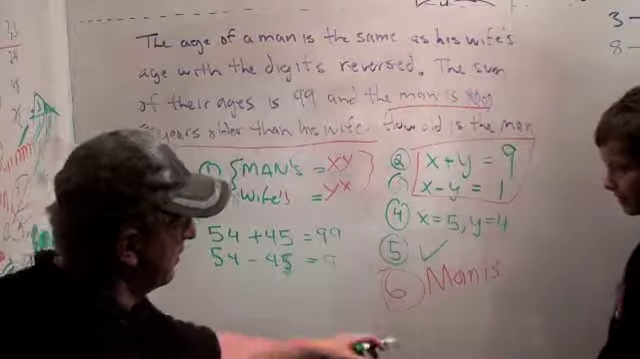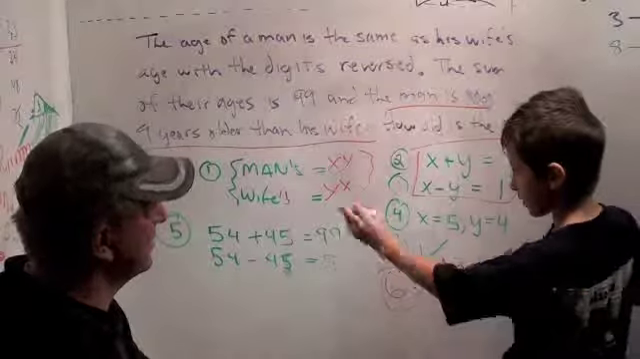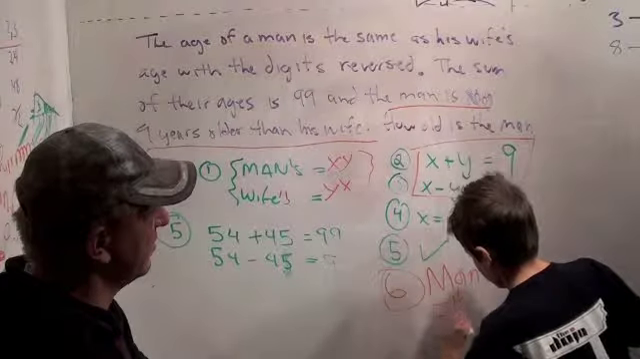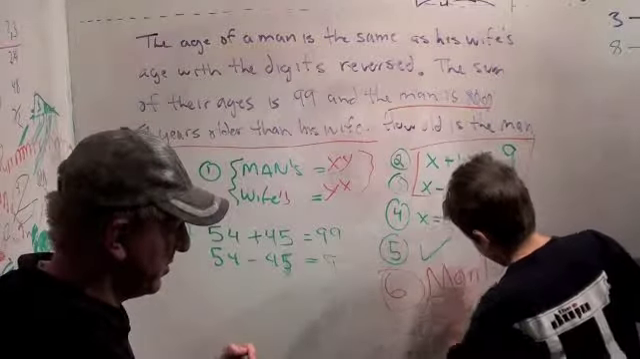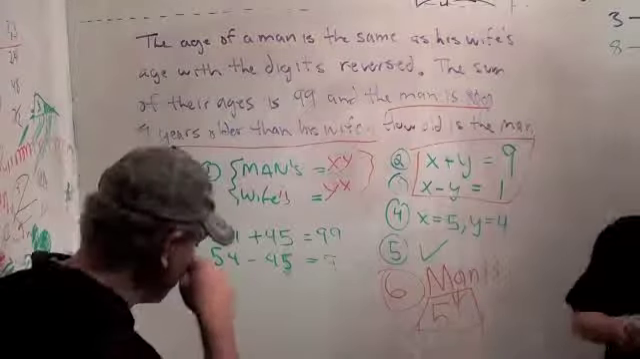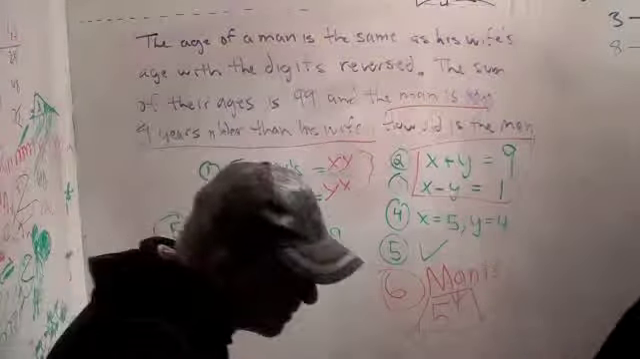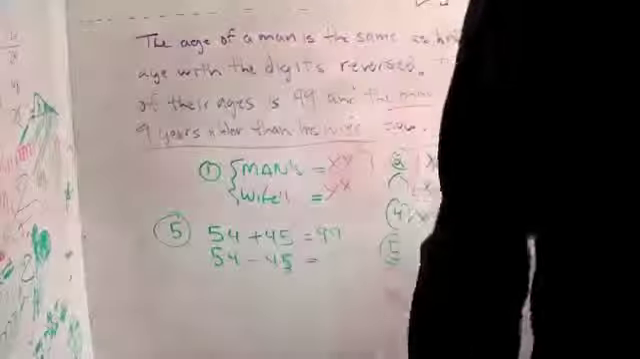Write it down here. The man is how old? 54. Okay. Great job, honey. Very, very good job. Okay, so there's no homework with this, but that was a good job. All right, off to our chess.